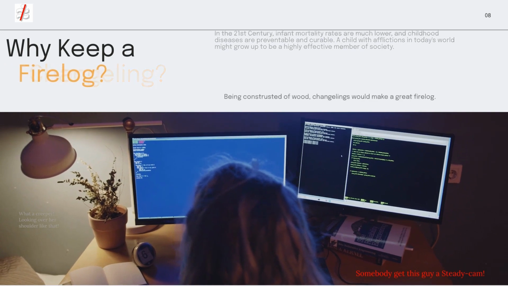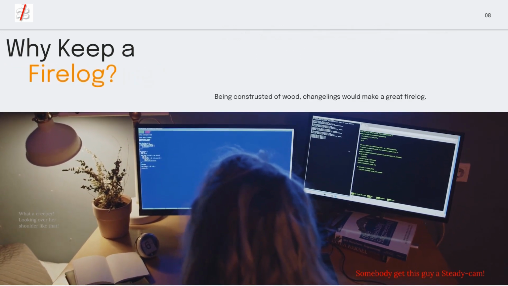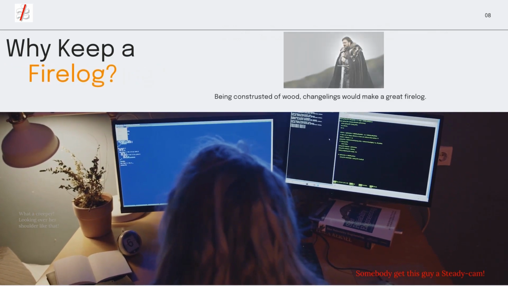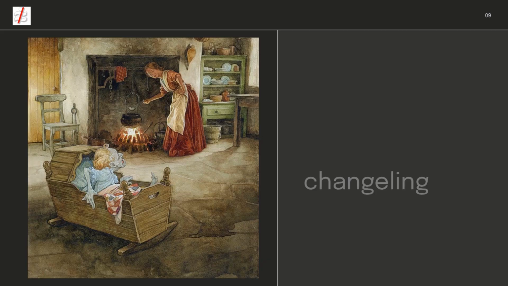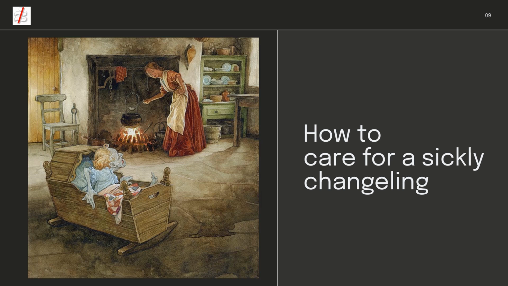However, being constructed of wood, changelings would make a great fire log, and as they say in Game of Thrones, winter is coming. If your changeling is sickly or has dementia, offer platitudes and reassurances, but do not give in to its demands. If your changeling has a psychosis or delusional perspective, resist the urge to play chess with it, as it will only scatter the pieces, defecate on the board, and claim victory.